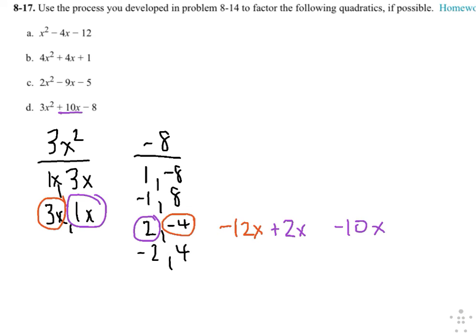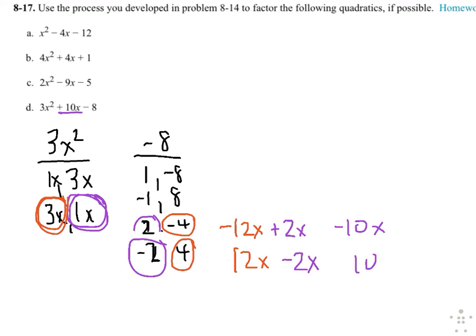So now we do the last one, 3x and negative 2. It's negative 6x. Or sorry, 3x. My mistake. Let's erase this properly. So negative 2. This is 2, right? Okay. So 3x, the outers, and 4 is 12x. And then the inners, outers and inners, 1x and negative 2. That's negative 2x, which gives us the 10x.